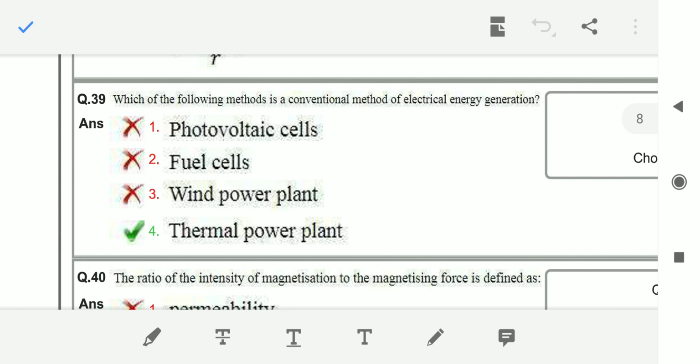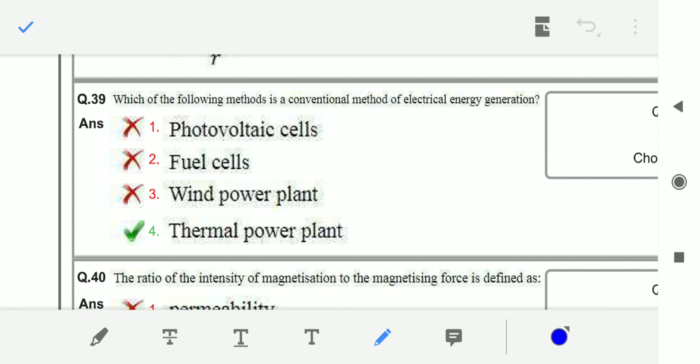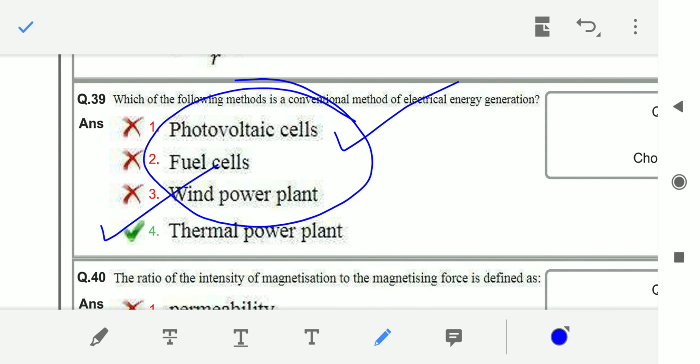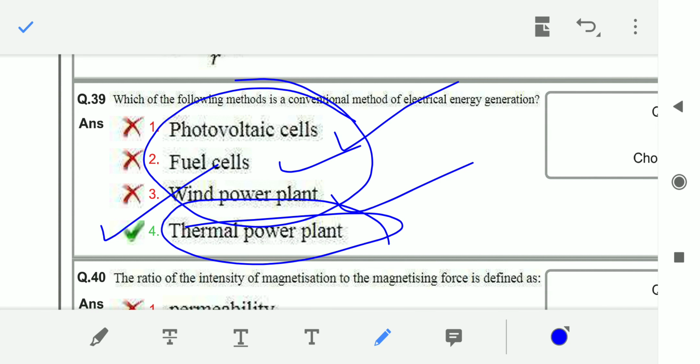Conventional method is nothing but what, sir? Non-renewable source, okay, non-renewable source. That means once you have used it, it will not come back. So that is the thermal power plant, sir. Whereas photovoltaic is related to solar, sir. Fuel cells and wind power, these are all renewable sources. So the non-renewable source is only the thermal power plant in these options.